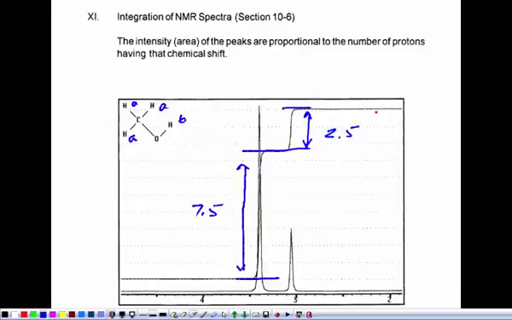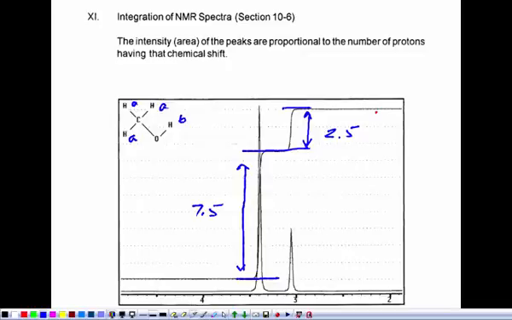So you do that for each peak. Now, on the newer instruments, it actually just prints a number below the peak, so you don't even have to measure these with a ruler. But you still have to determine the relative ratios.